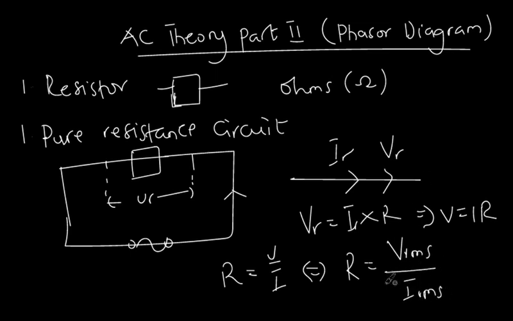So this is how we use the phasor diagram. This is the phasor diagram for a pure resistance circuit. This is how we use the phasor diagram to derive the relationship which we already know about a pure resistive circuit. Now let's have a look at the second type of circuit we have, which is the pure capacitor circuit, and see how that differs.